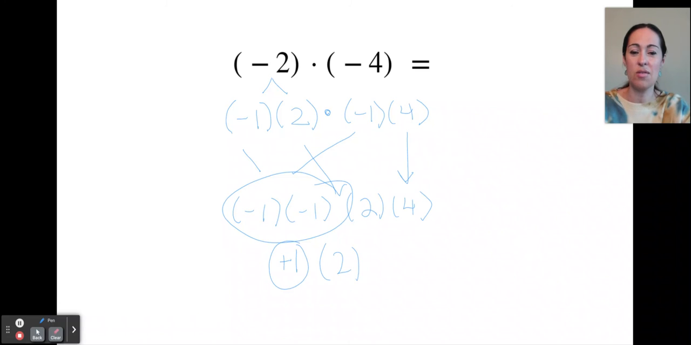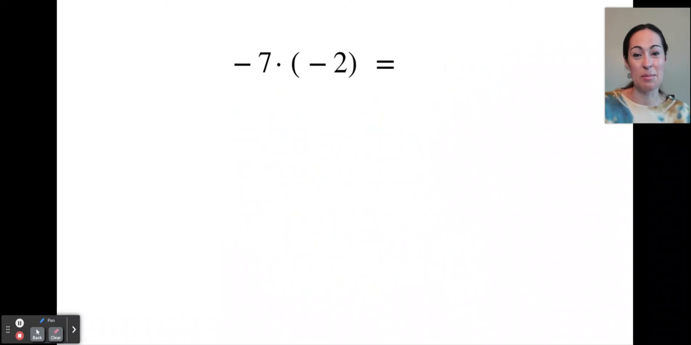I still have my 2. I still have my 4. So my answer is 8. Two negatives multiplied together, those negatives cancel out and it gives you a positive number.